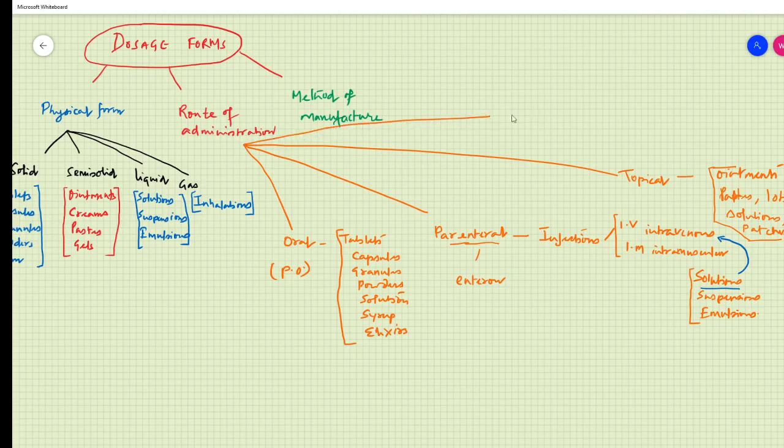We can have dosage forms which are administered into the eye. There can be solutions, can be ointments or injections. Sometimes some injections are administered. So what about the ear? Again, ear, we can have aerosols. There can be solutions.